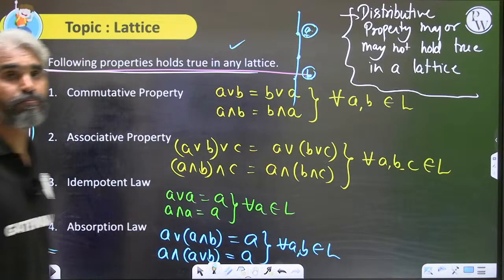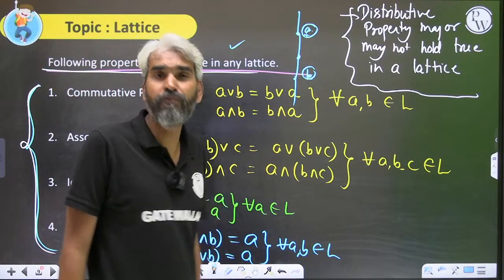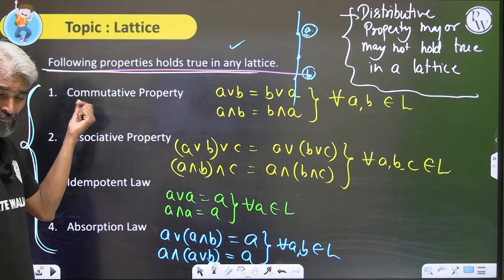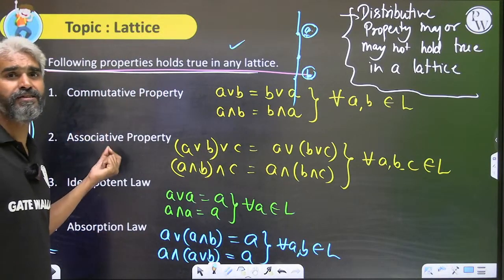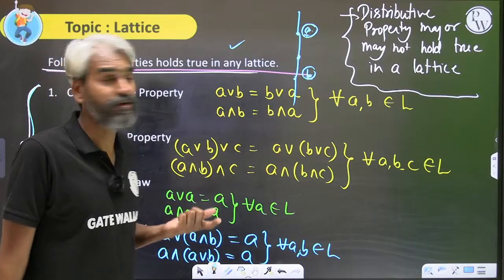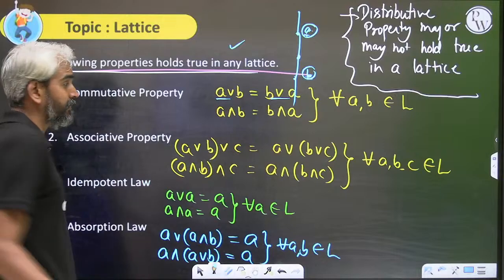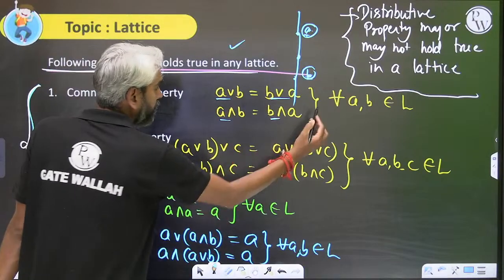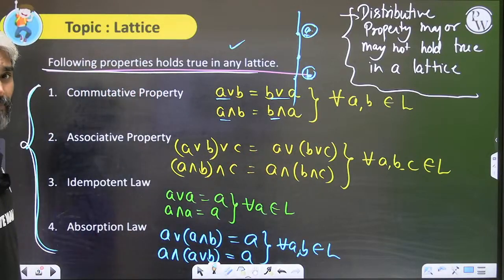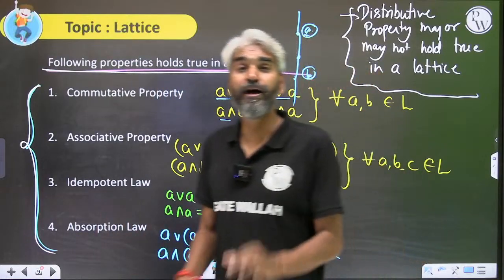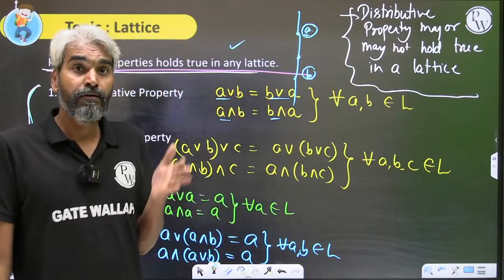Now, there are certain properties which always hold true in a lattice. What are they? The binary operations least upper bound and greatest lower bound are commutative. That is, whether you perform A least upper bound with B or B least upper bound with A will be the same. A greatest lower bound with B and B greatest lower bound with A will be the same. The binary operations least upper bound and greatest lower bound are associative as well.